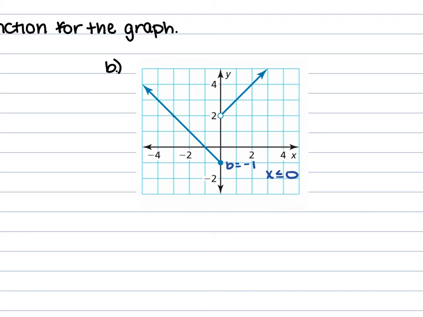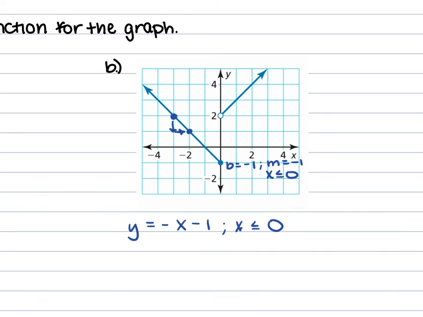And then my slope, I'm going from this point to this point, so I'm going down 1 to the right 1. So m is equal to -1. So this is going to be the line y is equal to -x minus 1 when x is less than or equal to 0.